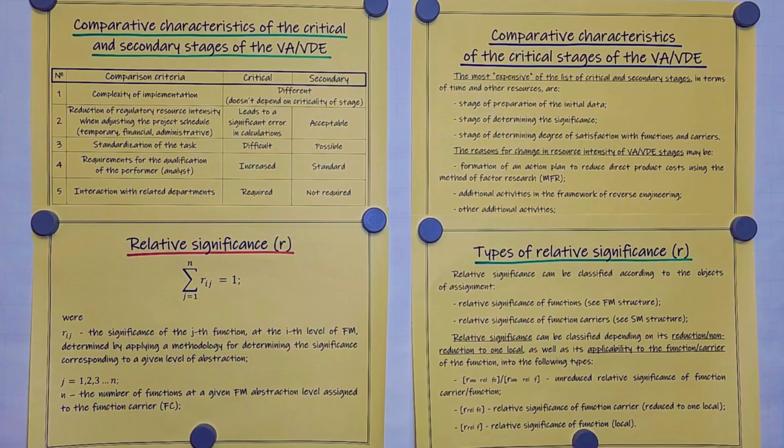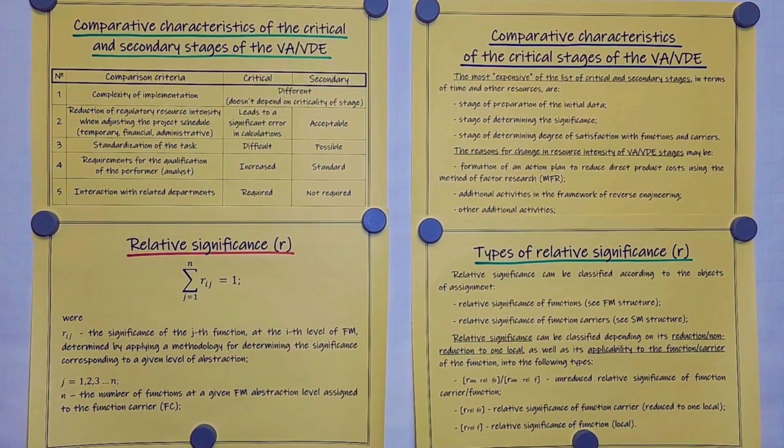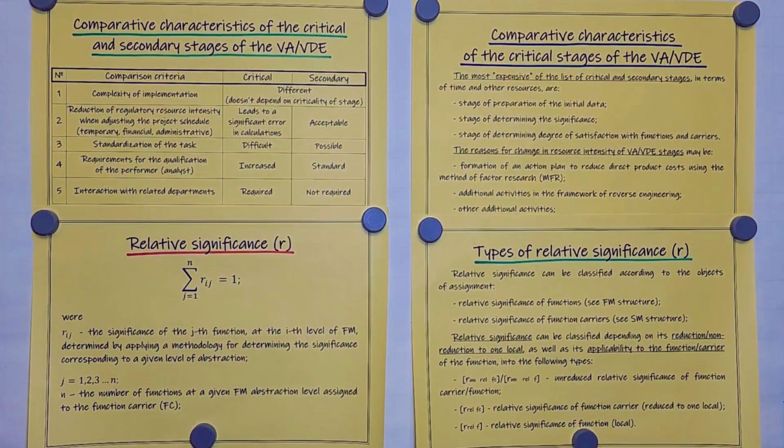A more detailed comparison of the critical and secondary stages is presented on the slide. In particular, it's proposed to consider such comparison criteria as complexity of implementation, reduction of regulatory resource intensity when adjusting the project schedule, standardization of the task, requirements for the qualification of the performer or analyst, and interaction with related departments.